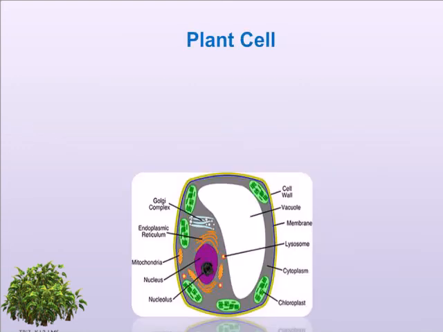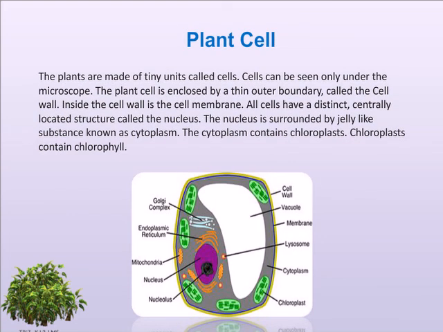Plant cell. The plants are made of tiny units called cells. Cells can be seen only under the microscope. The plant cell is enclosed by a thin outer boundary called the cell wall. Inside the cell wall is the cell membrane. All cells have a distinct centrally located structure called the nucleus. The nucleus is surrounded by a jelly-like substance known as cytoplasm. The cytoplasm contains chloroplasts. Chloroplasts contain chlorophyll.